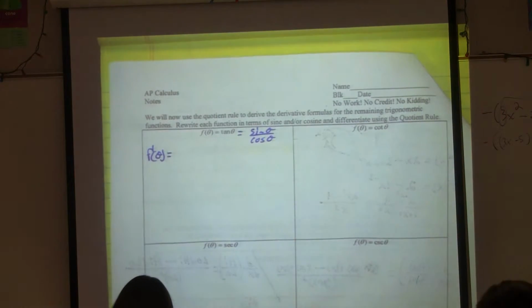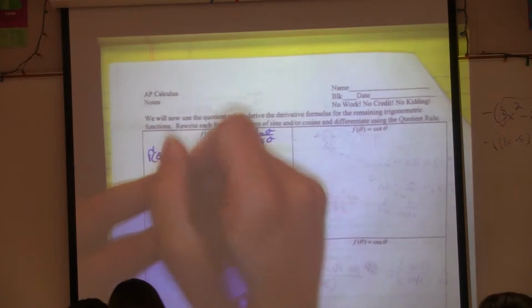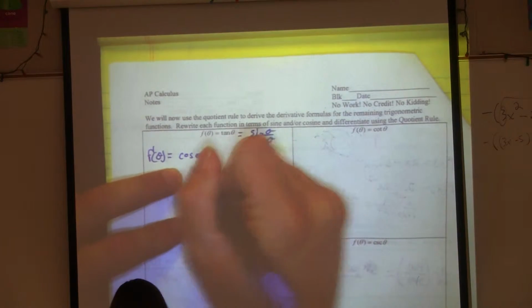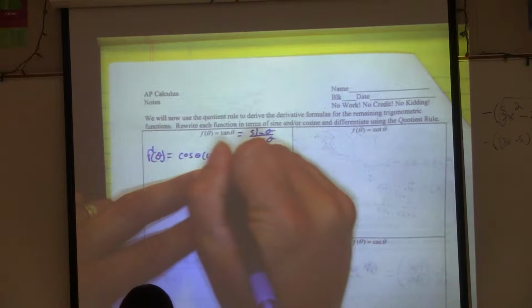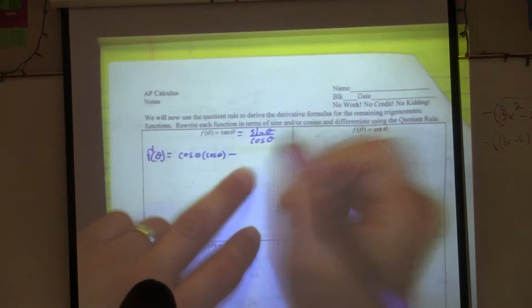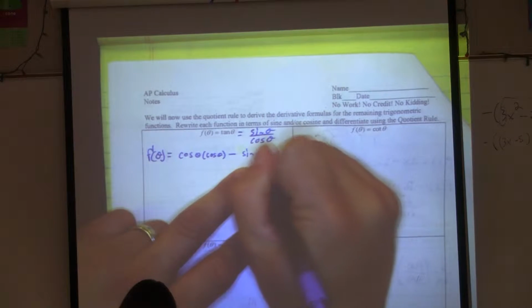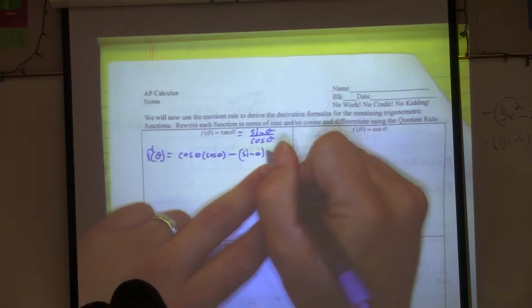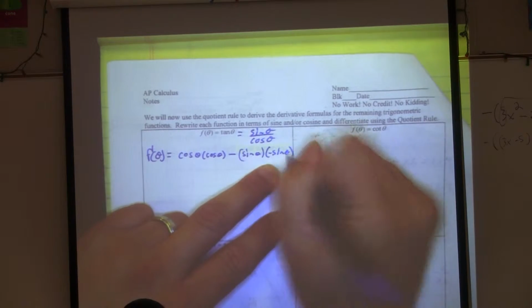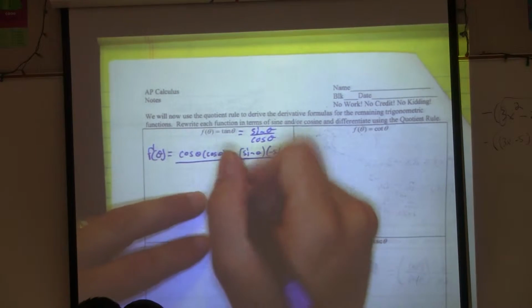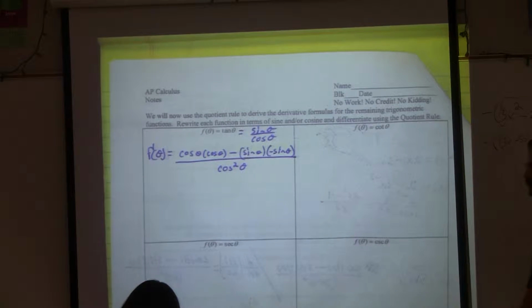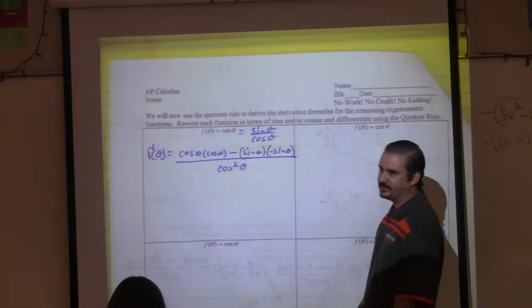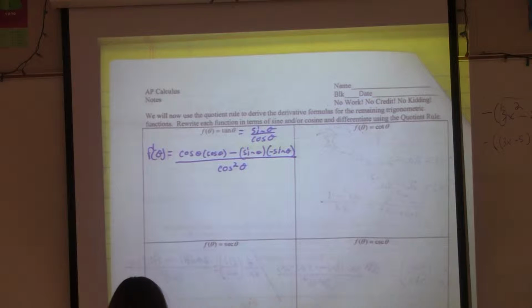What is the rule saying? Low d high, minus high d low, over low squared. Cosine theta, d high, minus sine, d low, over low squared: cosine squared theta, or cosine of theta in parentheses squared. Either way is correct. You don't have to erase it.